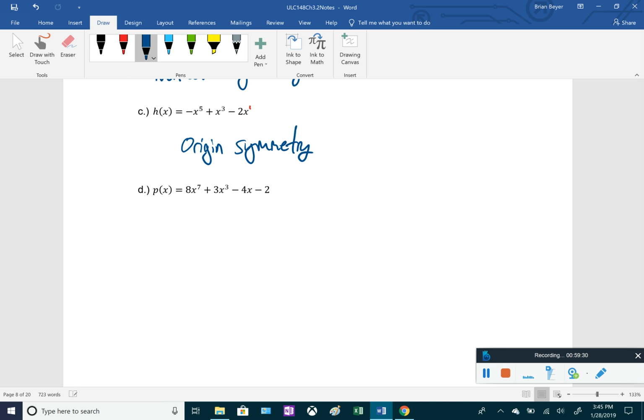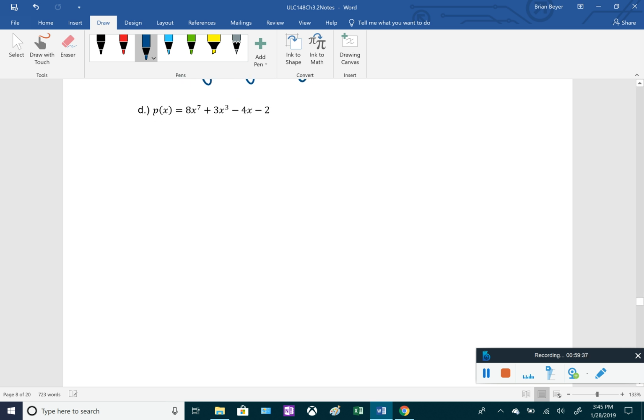And lastly here we have p of x, which is 8x to the 7th plus 3x cubed minus 4x minus 2. So we have odd exponents: 7, 3, 1. The one that throws it off is the constant term, because once again that's x to the 0. So that means there's a mix of exponents, so there's going to be neither symmetry here.